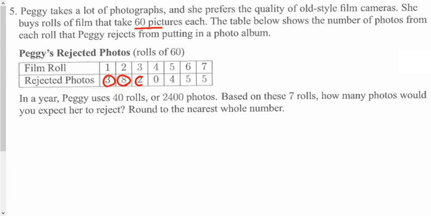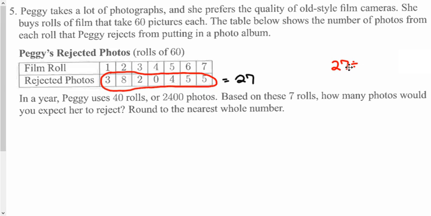On another, she had to throw out 8. 2 on this one, 0 on that one, and so you get the idea. We're going to get some raw data here and make an average so we can find out on average how many photos are thrown out from one roll of pictures. So how do we do that? We need to add up all of these rejected photos. We quickly find out that there's 27 of them.